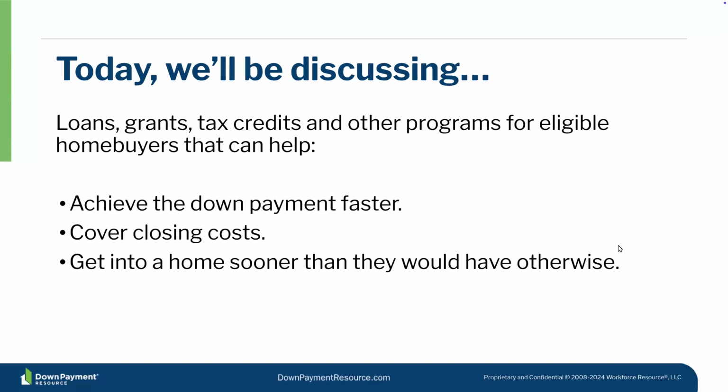So today, we're going to be discussing the following topics. We're going to be talking about the basics of loans, grants, tax credits, and other types of programs that can help eligible buyers achieve the down payment faster, help cover closing costs, and ultimately get them into a home sooner than they would have otherwise.